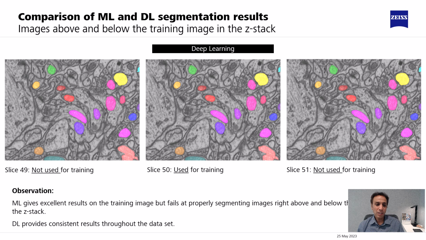So the take-home message in this case, as you can see, is that deep learning provides consistent results throughout the data set. So please consider deep learning when you're trying to work with EM images, especially the ones that offer the type of complexity that you see on the screen right now.